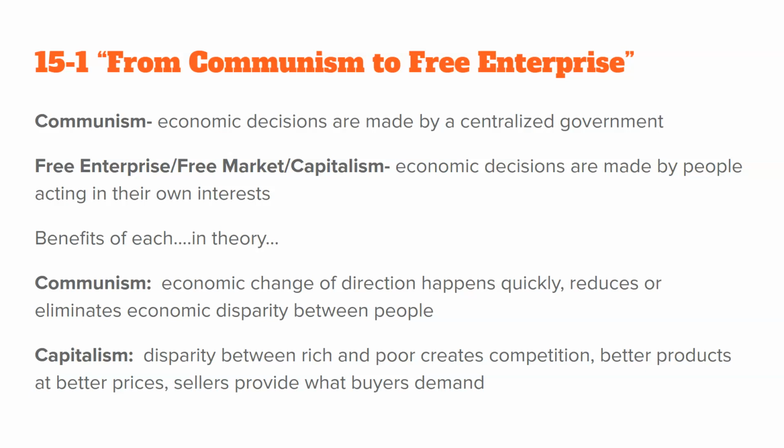So when it comes to decision making in communism, that is done by the centralized government with the goal to help eliminate some of the disparity or inequality between the rich and the poor. And we'll talk more about that in the benefits here in just a second. Whereas with free enterprise, you might also hear it called free market, and we'll more often refer to it in this course as well as in this video as capitalism. That's when economic decisions are made by people. And the hope is in that system that people act in their own best interest.